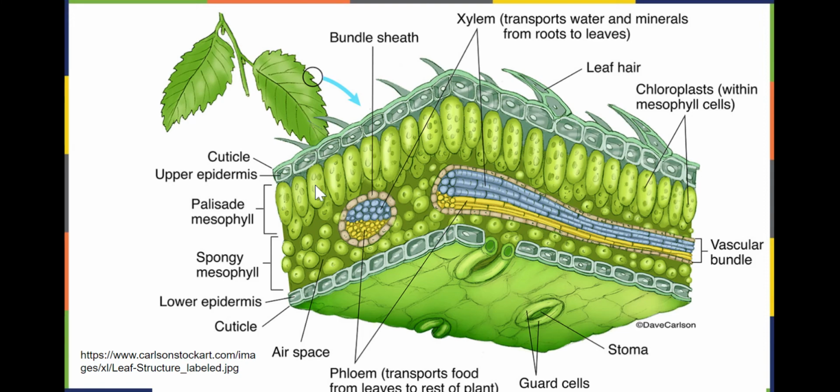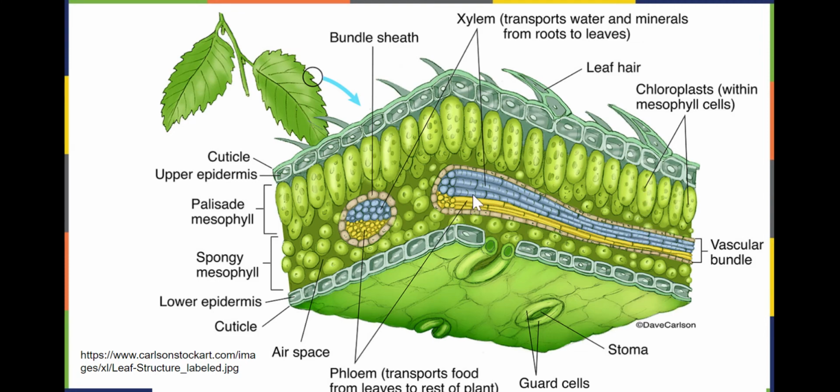And then we have the middle of the leaf, and this is referred to as the mesophyll. And these cells have the chloroplast inside them. And inside the chloroplasts is the chlorophyll. That's where all of the action happens. So, like we said, we need both sunlight and carbon dioxide, but we also need water.